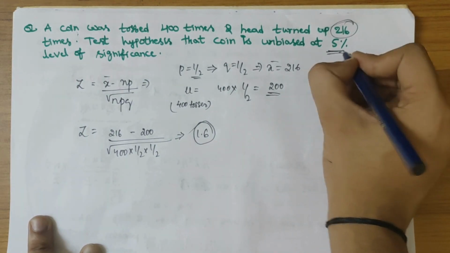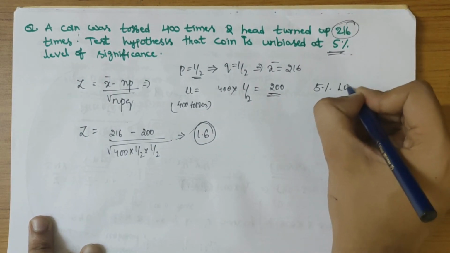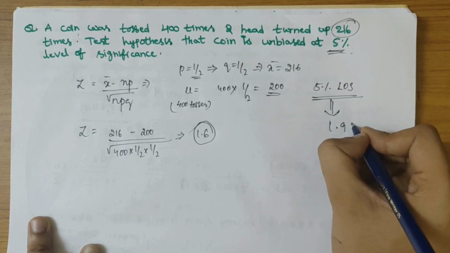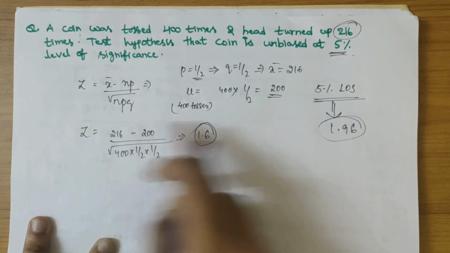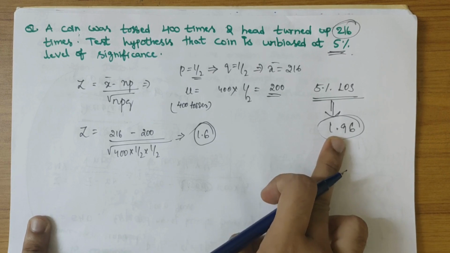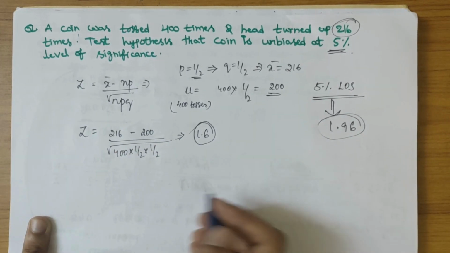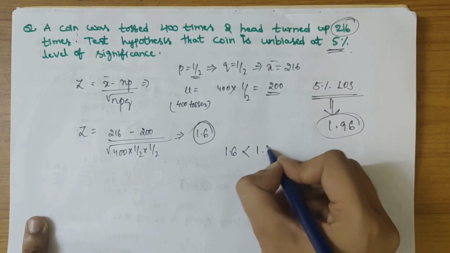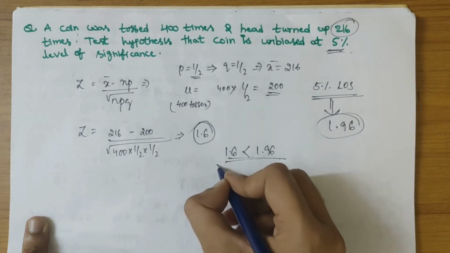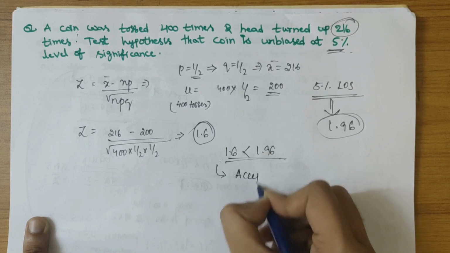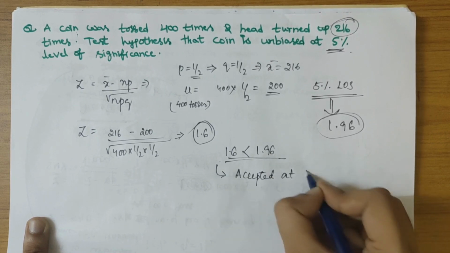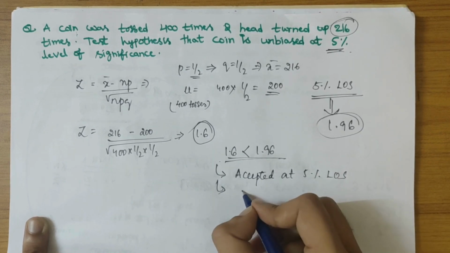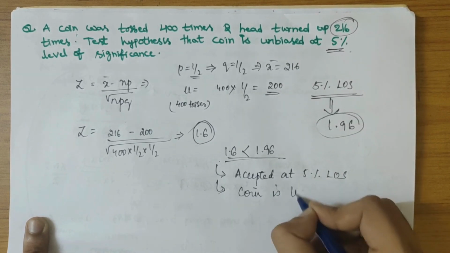We have to understand that at 5% level of significance, the constant value is 1.96. So the Z value should be less than 1.96. Then only we can say that the hypothesis is accepted. Here we can easily make out that 1.6 is less than 1.96. Thus the hypothesis is accepted at 5% level of significance, and we can conclude that the coin is unbiased.